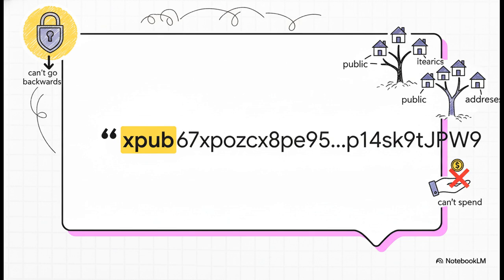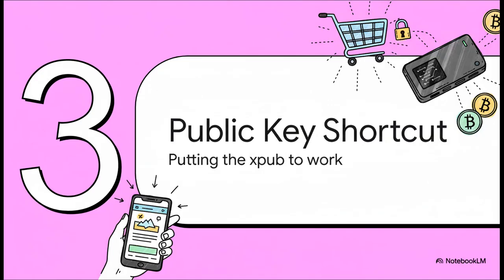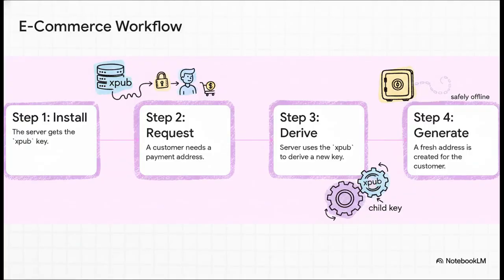This is how you get all the convenience without sacrificing security. Okay, theory's great, but let's see this in action. This ability to create public keys from another public key, well, that's the shortcut that powers so much of what we do in crypto today, from online stores to our hardware wallets. Let's go back to that online store.